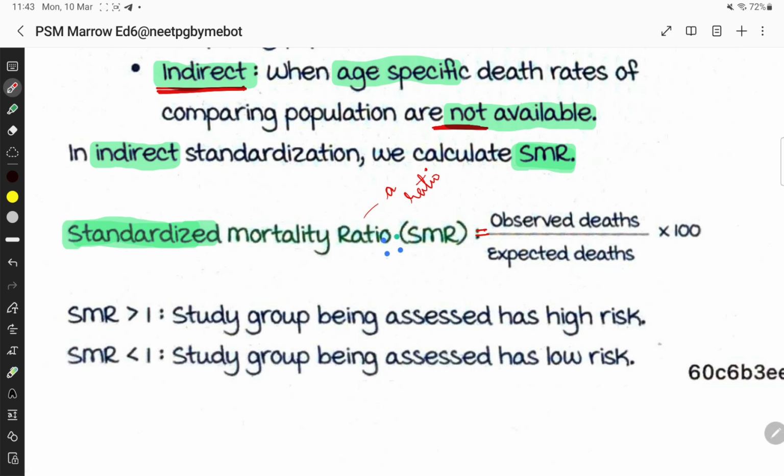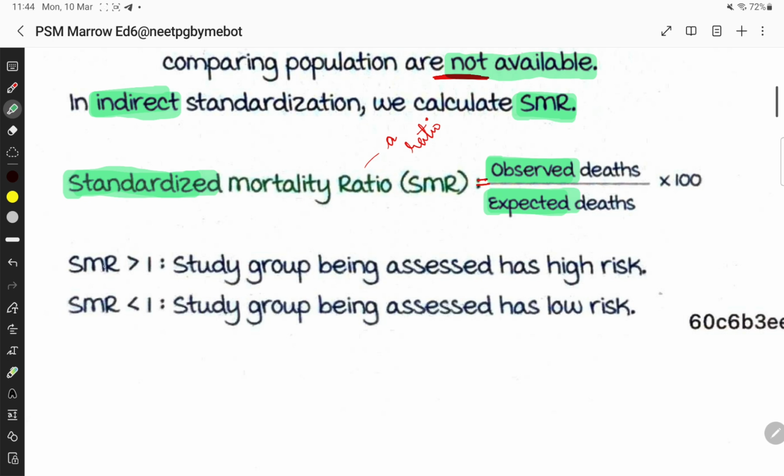So when age specific death rates are not available for comparison, then we do indirect standardization. In indirect standardization, we use SMR, that is standardized mortality ratio. Formula of standardized mortality ratio is equal to observed death divided by the expected death into 100.